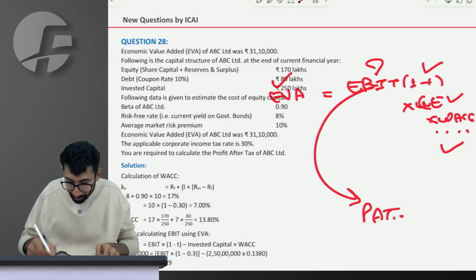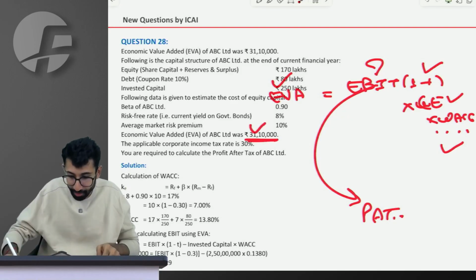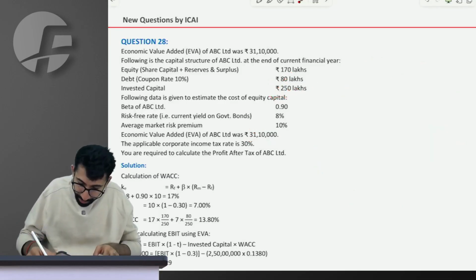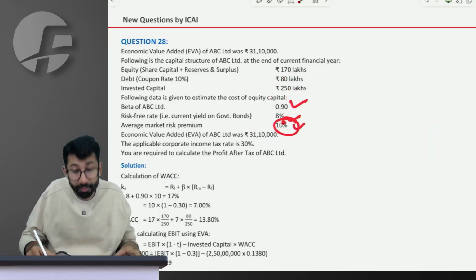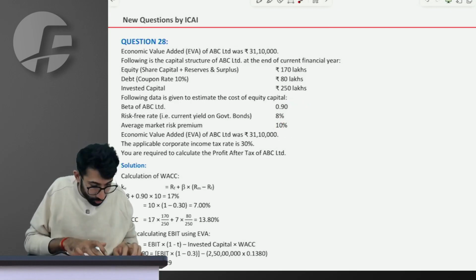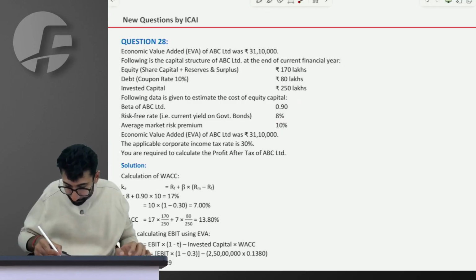Let's take it one by one. EVA 31 lakh 10,000 given, capital employed 250 given. Let's think about the WACC. Beta is given, market risk premium, RF given. So 10 into 0.9, plus 8 is 17 for Ke.